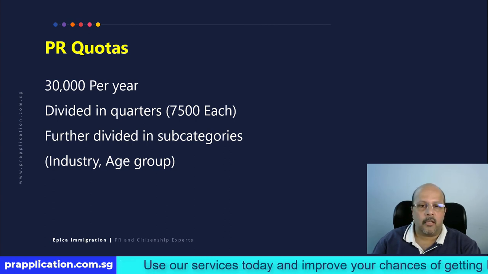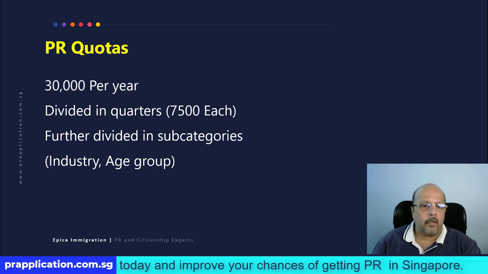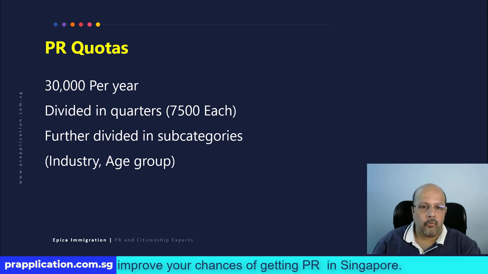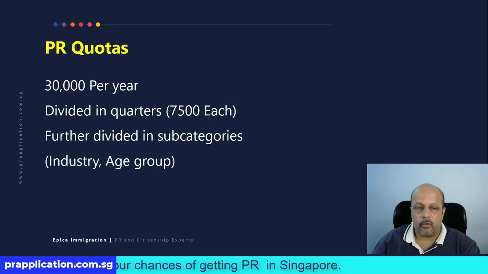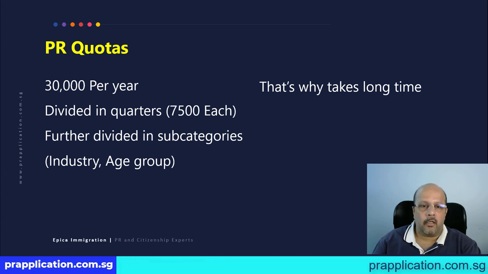Which subcategories, ICA has not declared or disclosed. It might be by industry, it might be by age group, it might even be by race. We don't know that. And then what happens is your application becomes a part of a pool. And that pool for that quarter is compared with available places.